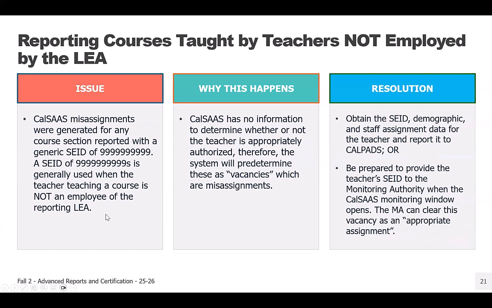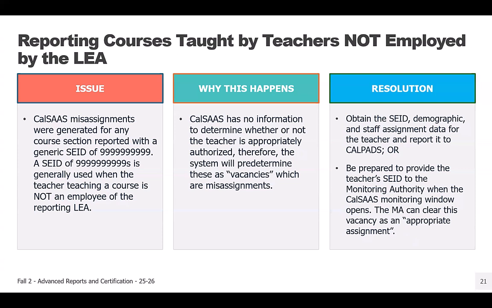All right, so another area is reporting courses taught by teachers not employed by the LEA. CalSAAS misassignments are generated for any course section reported with the generic SEID of the 9s. A SEID of 999s is generally used when the teacher teaching a course is not an employee of the reporting LEA. The reason for this is that CalSAAS doesn't have any information to determine whether or not the teacher is appropriately authorized. Therefore, the system will predetermine these as vacancies, which result as misassignments.